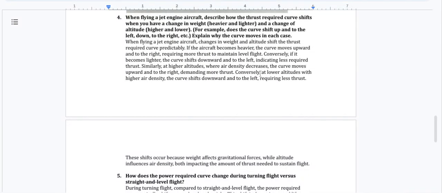When flying a jet engine, changes in weight and altitude are going to shift that thrust required curve pretty predictably. If it becomes heavier, the curve is going to move upwards and to the right, if it needs more thrust to maintain level flight. If it becomes lighter, that curve shifts downwards to the left. At higher altitudes, where air density decreases, the curve moves upwards to the right as well, demanding more thrust.